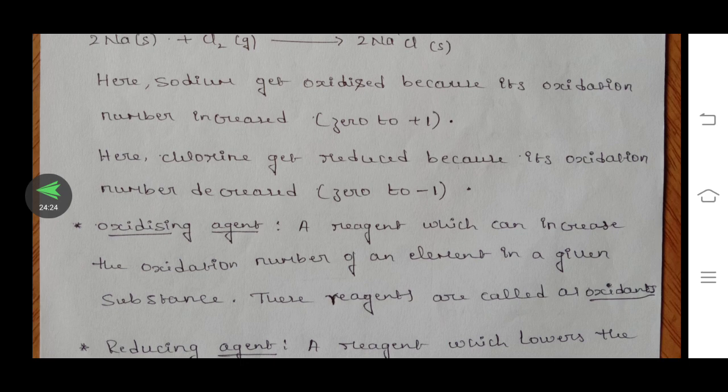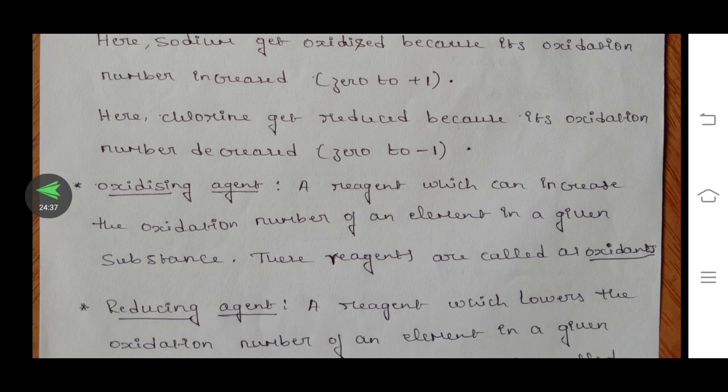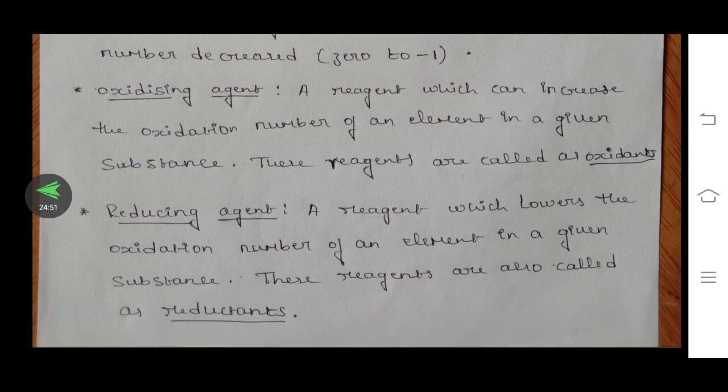Oxidizing agent: a reagent which can increase the oxidation number of an element in a given substance. These reagents are called oxidants. Reducing agent: a reagent which lowers the oxidation number of an element in a given substance. These reagents are also called reductants.